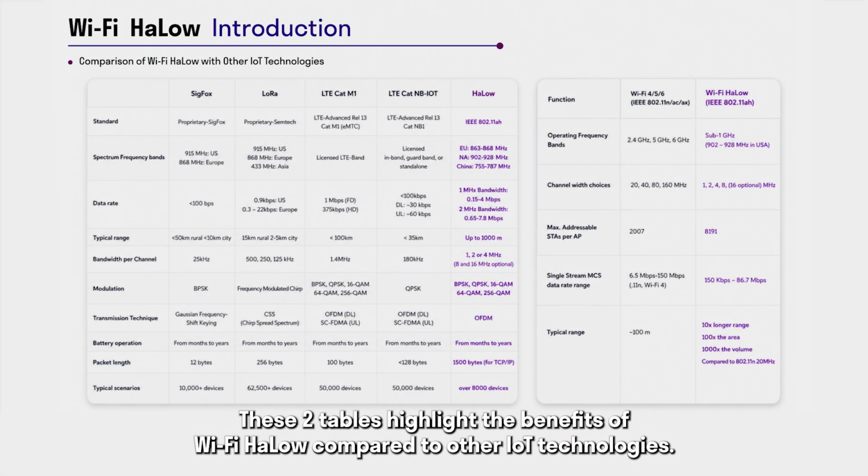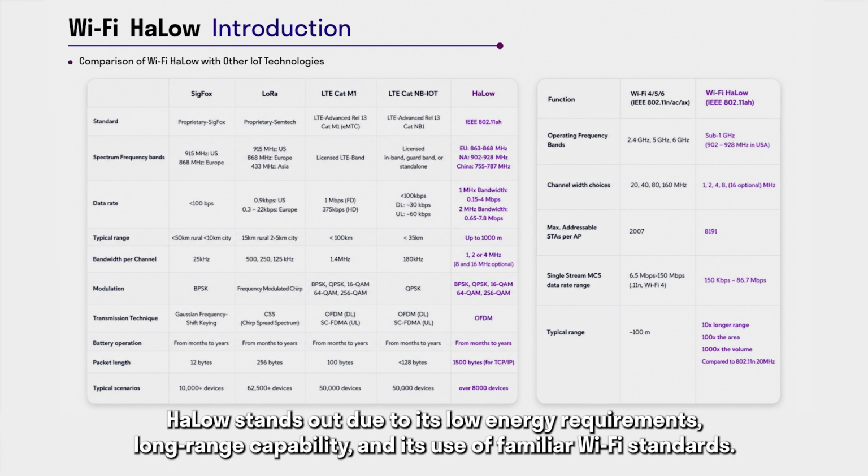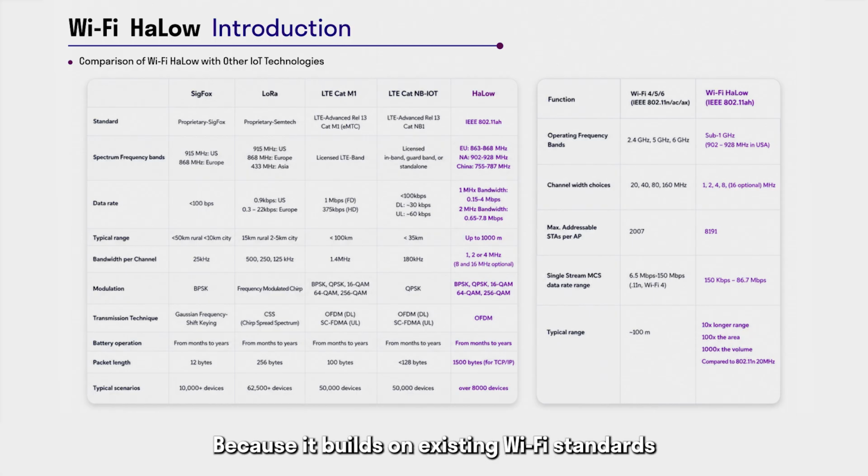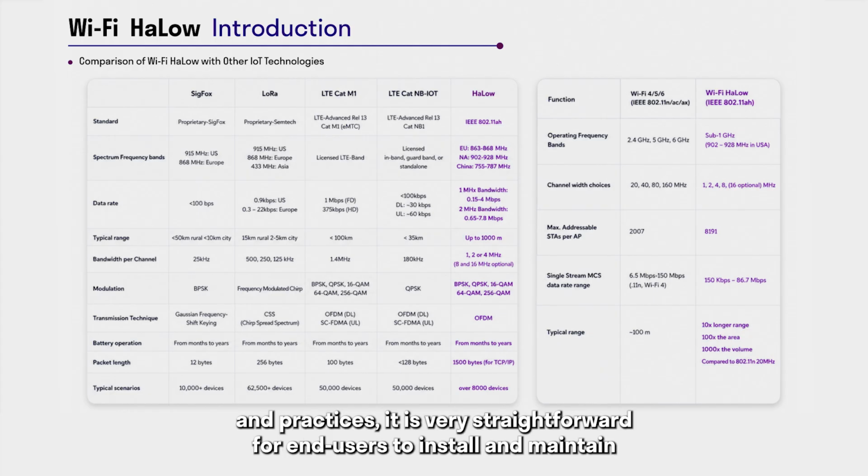These two tables highlight the benefits of Wi-Fi HaLow compared to other IoT technologies. HaLow stands out due to its low energy requirements, long-range capability and its use of familiar Wi-Fi standards. Because it builds on existing Wi-Fi standards and practices, it is very straightforward for end users to install and maintain.